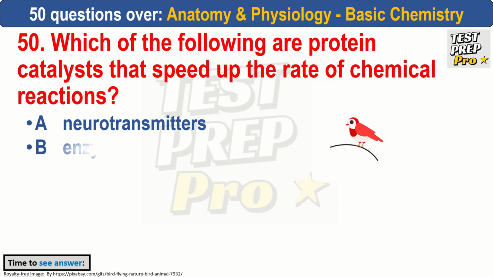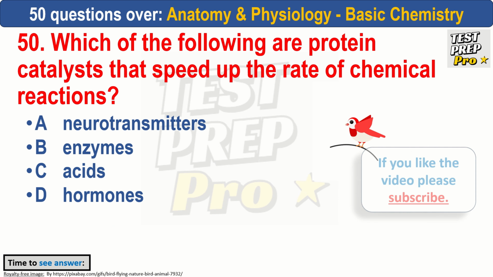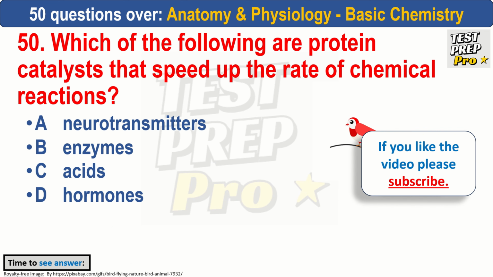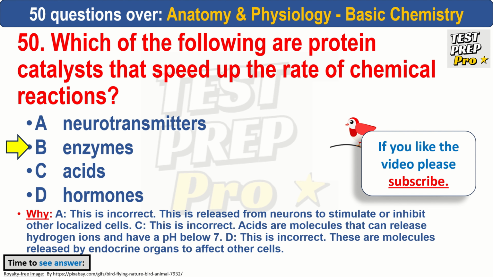Which of the following are protein catalysts that speed up the rate of chemical reactions? A. Neurotransmitters. B. Enzymes. C. Acids. Or D. Hormones. The answer is B, enzymes.